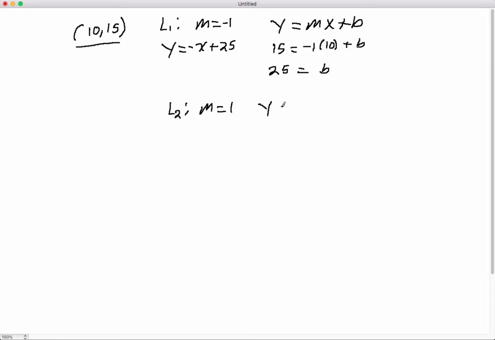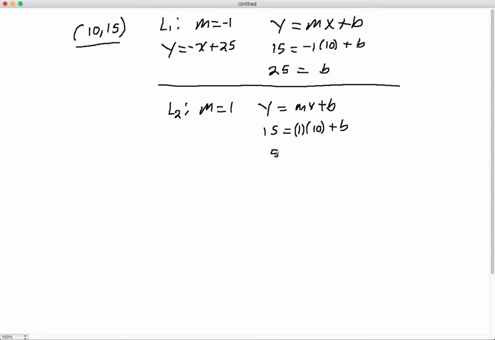So again, using y equals mx plus b as my model here, if I plug in that point and the slope of 1, I get 15 is equal to 1, that's my slope, times 10, plus b, so subtracting the 10 from both sides, we get 5 is equal to b. So line 2 looks like it's equal to x plus 5.